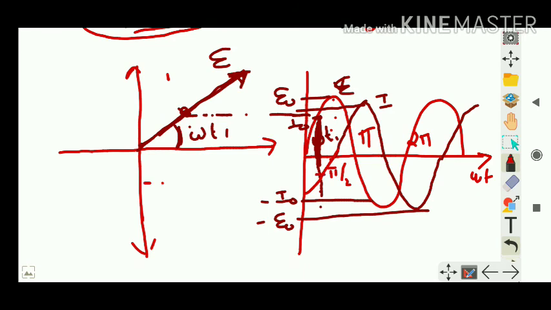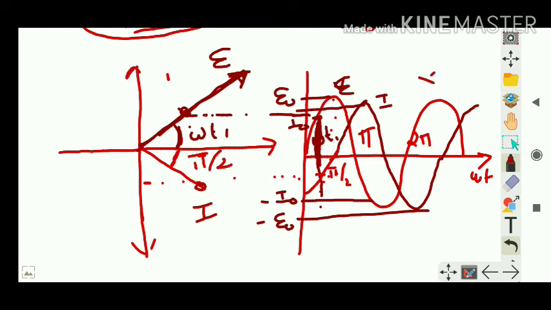I am going to extend the line here, but I have to take it 90 degrees backwards like this, so that this angle is pi by 2. See, this is 90 degrees behind. So this is my current. Clear? So this is my phasor diagram.